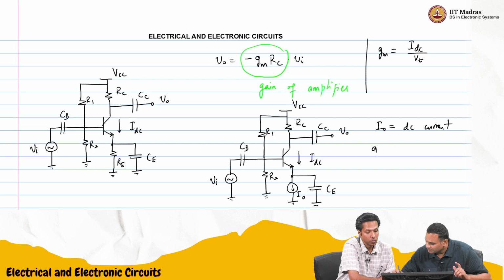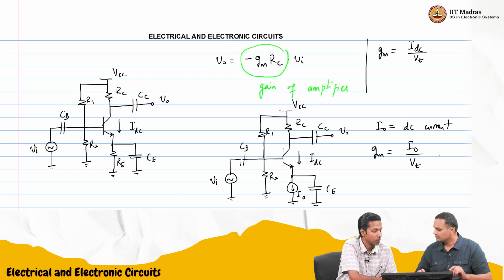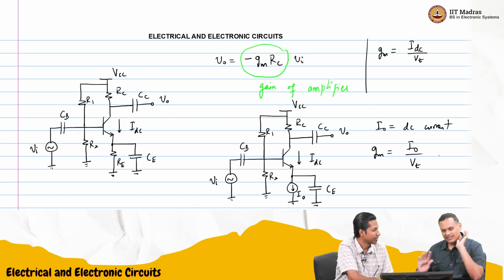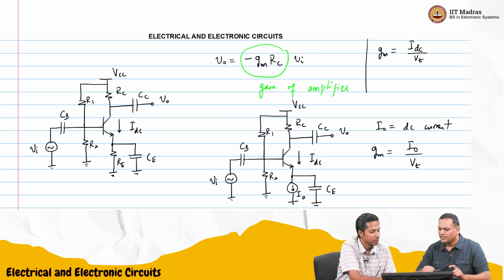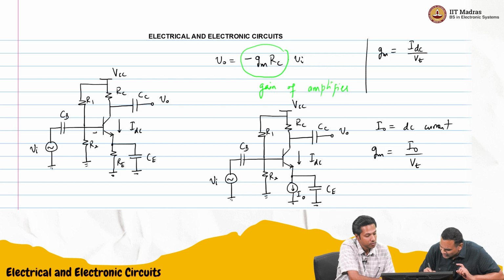And now GM is I naught by VT, and I naught is fixed. It's a DC current source and it is fixed. That serves the purpose again. We wanted VI to be equal to small VB, right? That is why we added this capacitor.